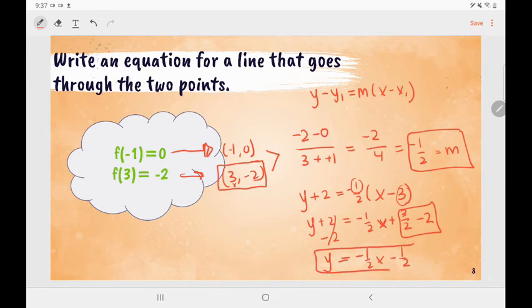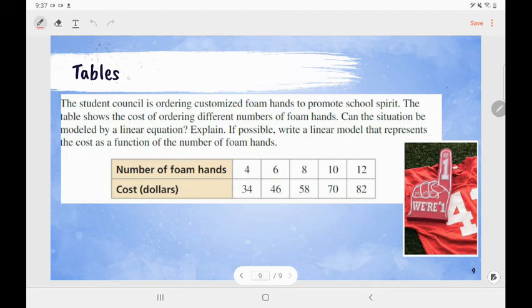Feel free to use your calculator to check your answer. Finally, let's make sure we understand how to write equations from tables. Now, this is a story problem, but the steps are going to be the same. But let's see what we're doing.